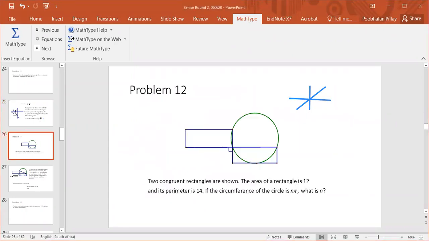Now this problem here, you got two congruent rectangles. That means these two rectangles are exactly the same, with same length and same breadth. They are shown here. The area of the rectangle is 12. You know the formula for the area, it's length times breadth, and its perimeter is 14. It means if you traverse the entire boundary, you're going to get 14. So they tell you the circumference of the circle is n times pi. The question is, what is n?